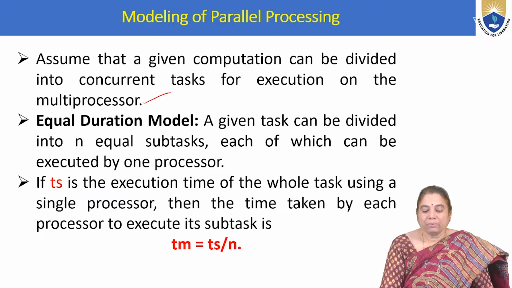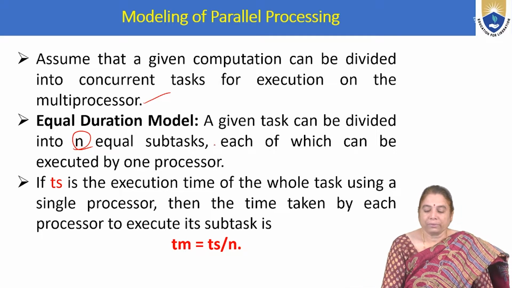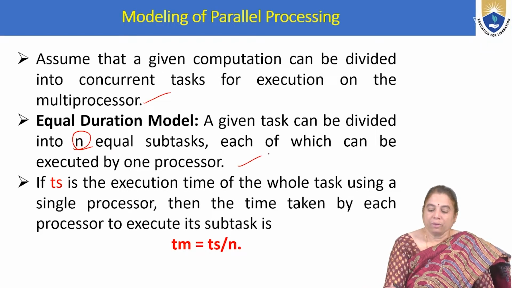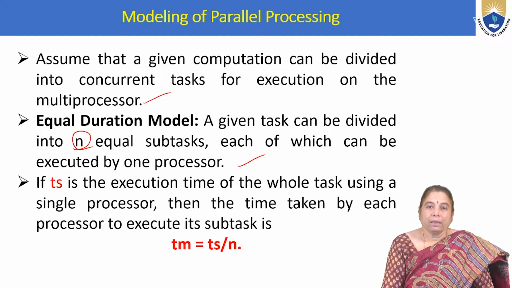Whenever this division can take an equal duration model, then the given task can be divided into n equal subtasks, each of which can be executed by one processor. So the main task can be divided into subtasks. In the case of the equal duration model, each subtask can be executed within an equal time limit.